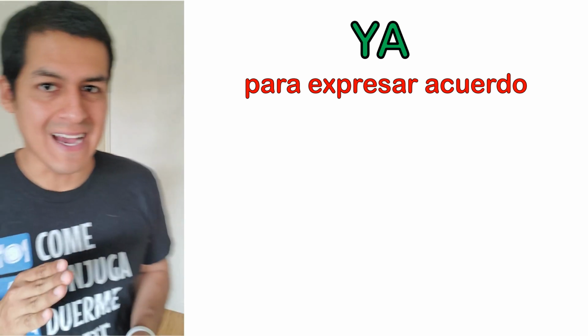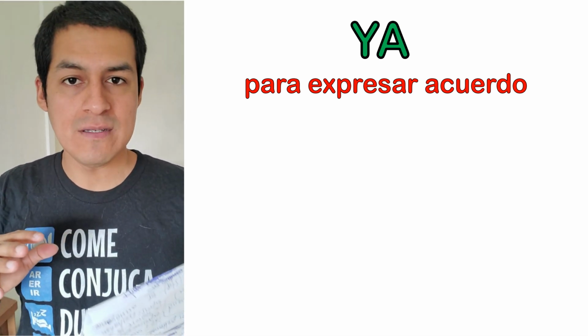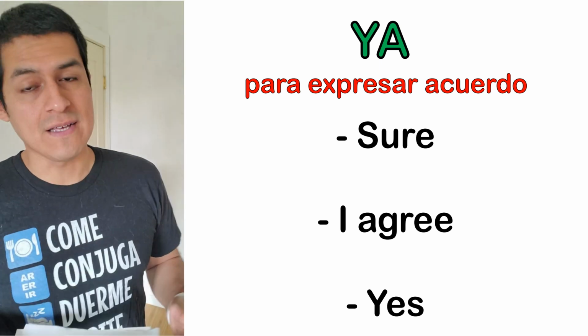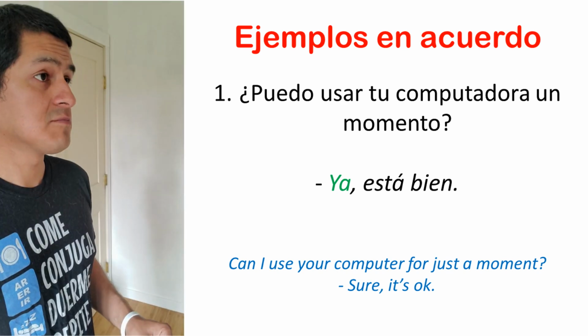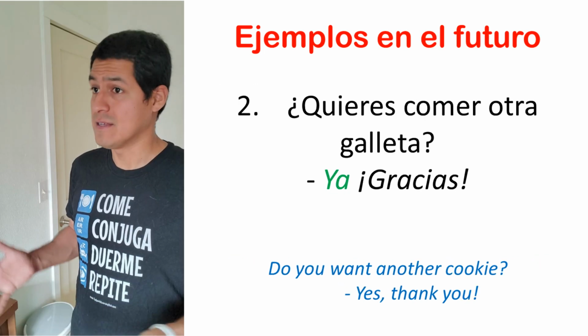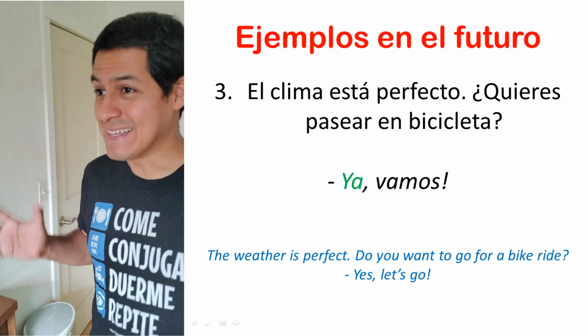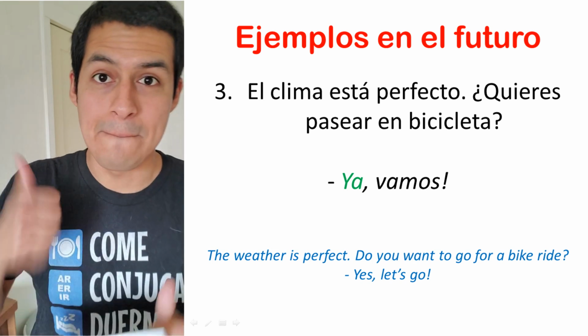One more little thing here. The word ya can be used to express agreement, to express that, yeah, okay, I agree, it's okay. For example, hey, ¿puedo usar tu computadora un momento? Ya, está bien. ¿Quieres comer otra galleta? Ya, gracias. El clima está perfecto. ¿Quieres pasear en bicicleta? Ya, vamos.